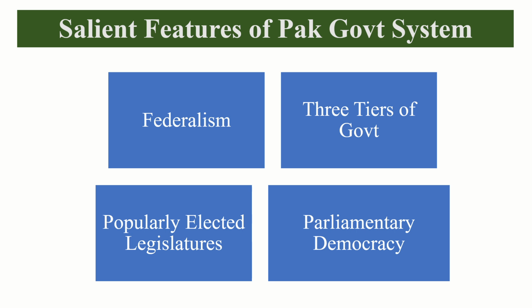So these include federalism. Pakistan is a federal republic, not a unitary state. So the constitution distributes power between the federal government and the provincial governments. In Pakistan, there are three tiers of government, including the federal government, the provincial government, and the local governments.